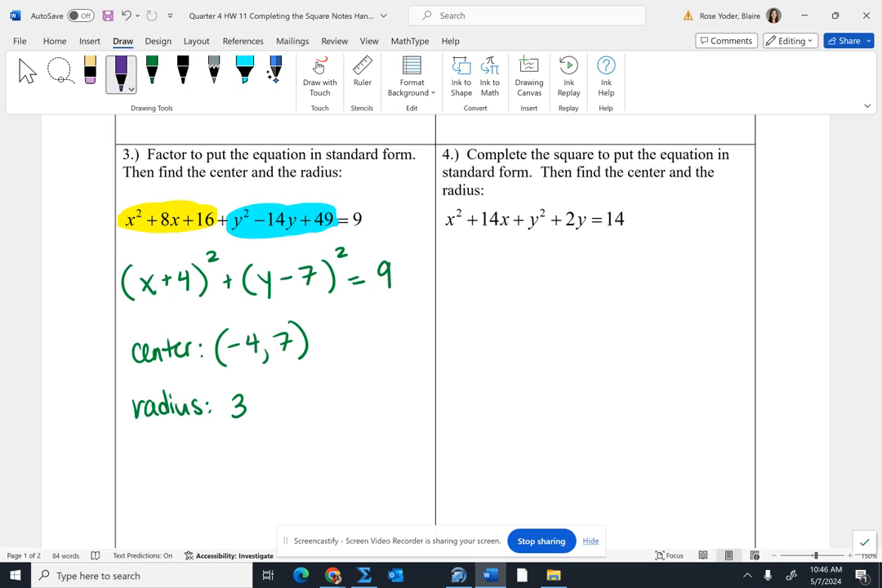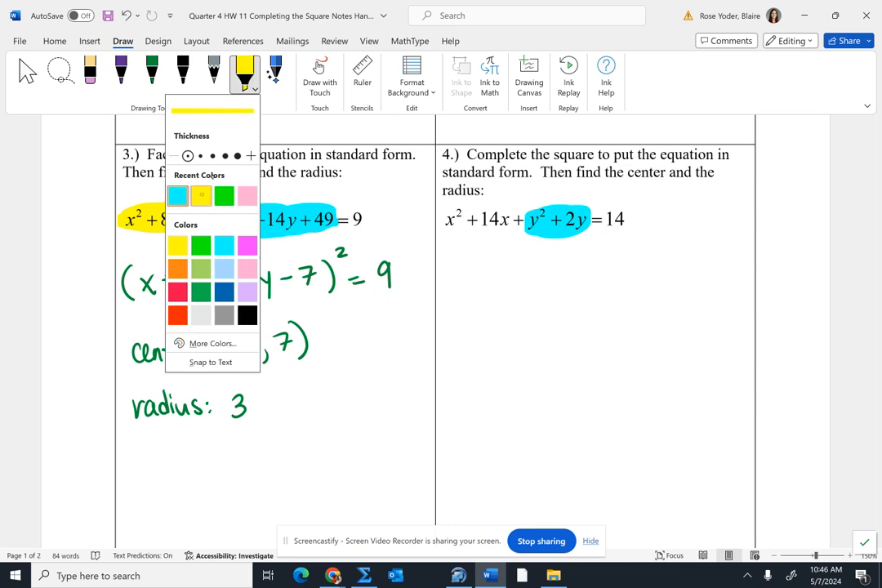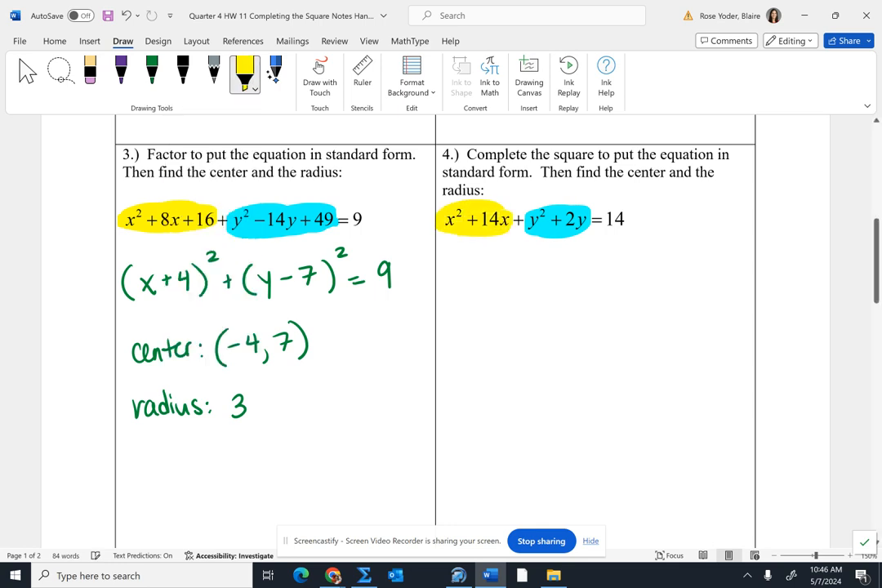All right, and then the next one, we have to do a little bit more work, because if you take a look at this blue part or this yellow part, it's missing some key information to be a perfect square trinomial. So x squared plus 14x, it's missing a piece. y squared plus 2y, it's missing a piece. It's missing the perfect square. So let's see if we can complete the perfect square.